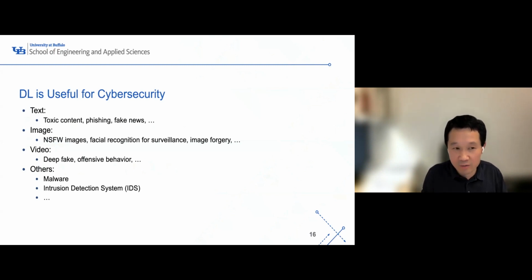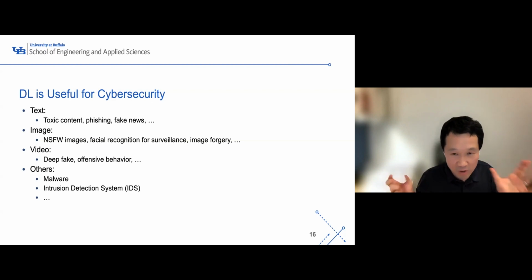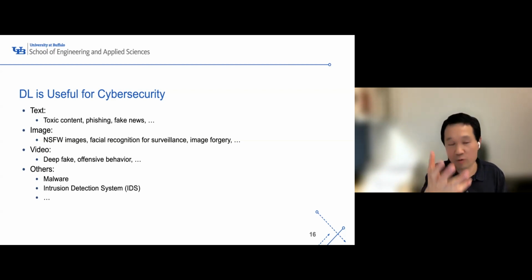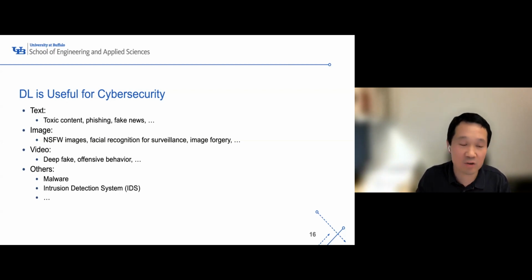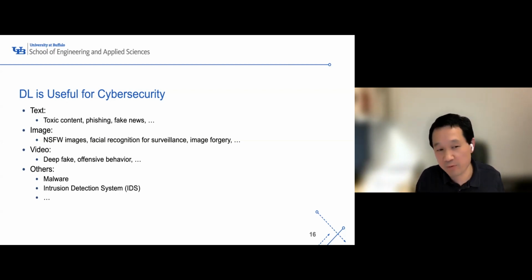For text, we can detect toxic content and phishing attacks. We can detect fake news and deepfakes. For images, there are some specific images, even NSFW images, and deepfake images can be detected by utilizing machine learning. For video, deepfake is one major problem right now. We can use generative AI to generate those deepfakes, but on the other hand, we can also utilize machine learning and generative AI models to detect deepfakes.